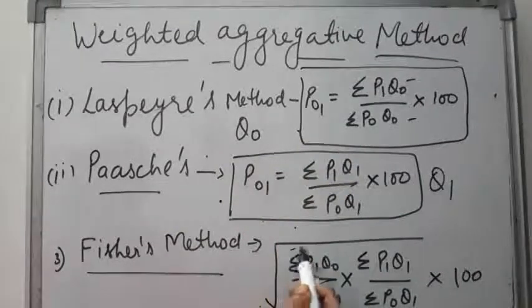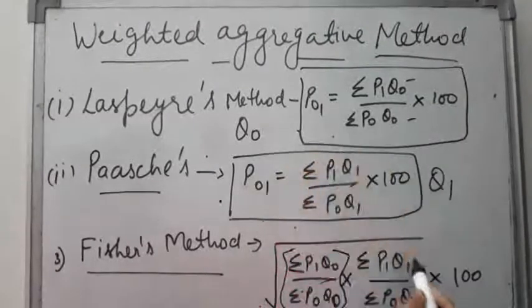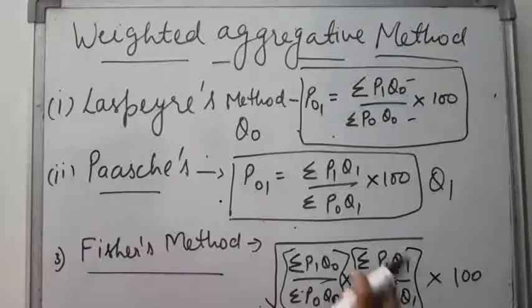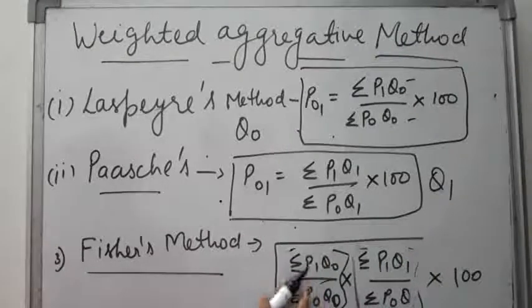You can see this formula. This is from the Laspeyres method and this is from the Paasche's method. So this formula is given by Fisher, multiplied by 100, and Fisher uses both the quantities, base year quantity as well as current year quantities, as weight, and his formula is this one. Generally Fisher's method is treated as the ideal formula because it takes into consideration the price and quantities of both the base year as well as the current year.